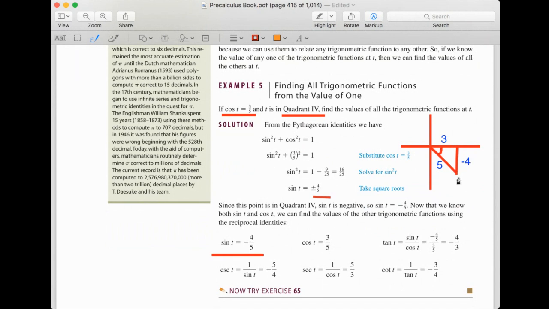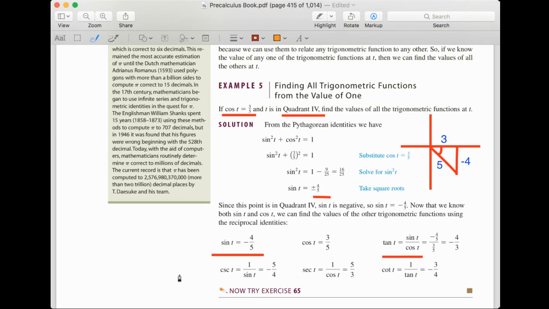Now let's find tangent. Tangent equals sine over cosine. We plug in negative 4 over 5 divided by 3 over 5 and get negative 4 over 3. Cosecant equals 1 over sine, so we flip it and get negative 5 over 4. Secant equals 1 over cosine, so that's 5 over 3. Cotangent equals 1 over tangent, so we flip negative 4 over 3 and get negative 3 over 4.